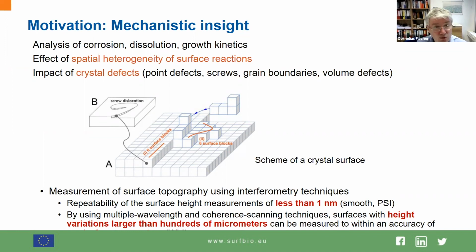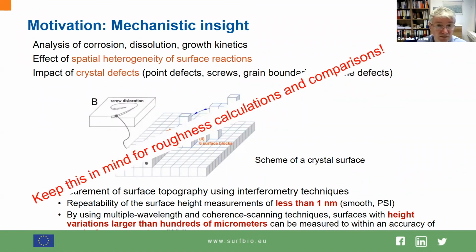They provide another coordination. They will come up with another reactivity. But that's something that can be analyzed. So, you need to keep this in mind for any roughness calculations. What are the critical height ranges to be investigated and compared?